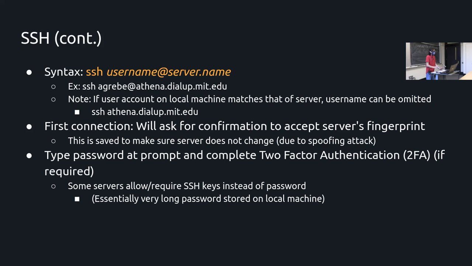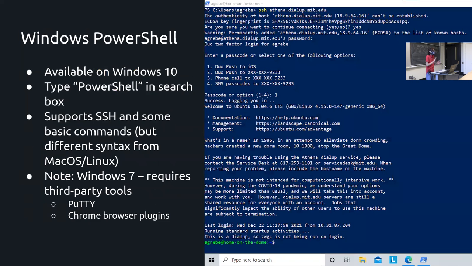I'm going to be running all of this on a Linux machine, and so I just want to show you what Windows looks like before I show it to you on Linux. If you have a Windows machine, I'll walk through Mac and Linux in a second. The way that you connect to SSH is you open up Windows PowerShell, so you can just search for that in the toolbar, and then just type in SSH, your username at athena.dialup.mit.edu.